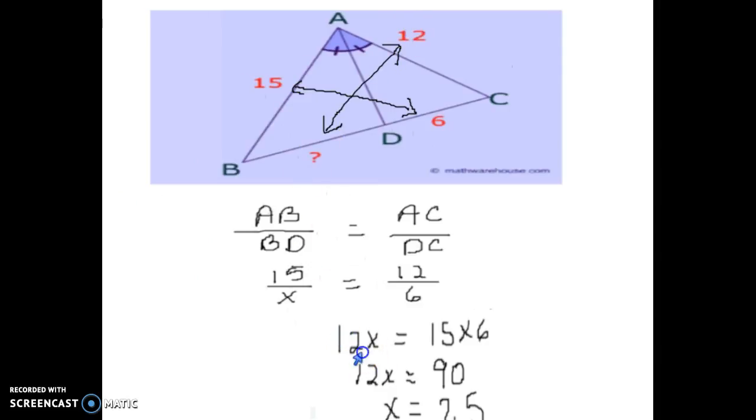So 12 times x is equal to 15 times 6. Divide both sides by 12 and we get x is equal to 7.5, which would be BD. Make sure to show all your work.